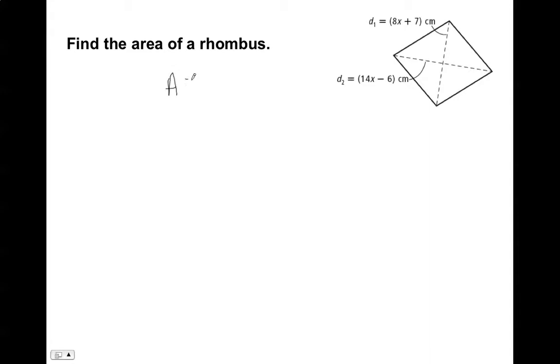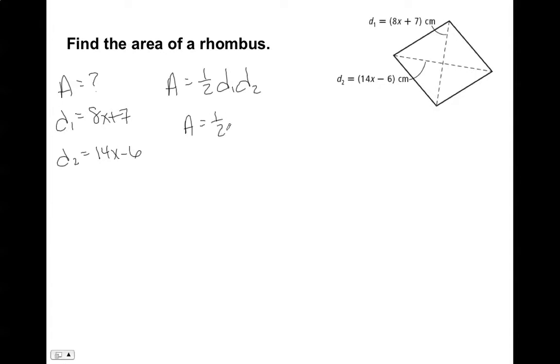So if you remember the formula we just looked at, 1/2 diagonal 1 times diagonal 2, we can now make our list. Area is what we're trying to find. Diagonal 1 is 8x plus 7. Diagonal 2 is 14x minus 6. So let's substitute in. Hopefully you notice we need to distribute.